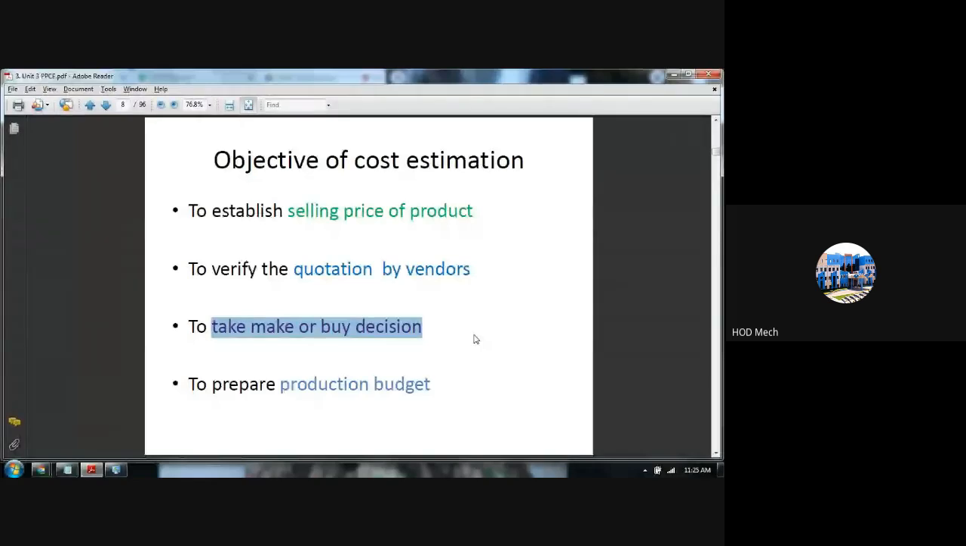So, make or buy decision. Shall I buy it or shall I manufacture within my firm? Can I manufacture it myself, or buy from outside?